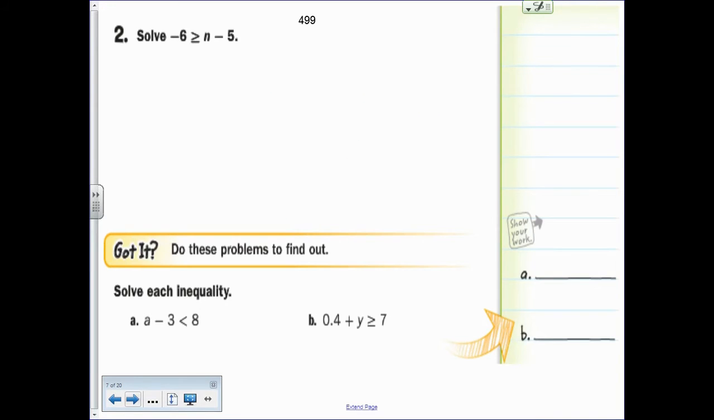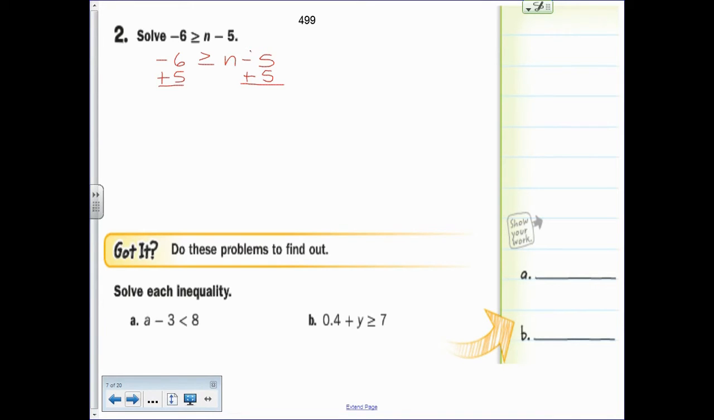On page 499, we see example 2. It says, solve -6 is greater than or equal to n minus 5. We see that the variable is on the right-hand side of the inequality with minus 5. The opposite of subtracting 5 is adding 5. So we will add 5 to both sides of our inequality.